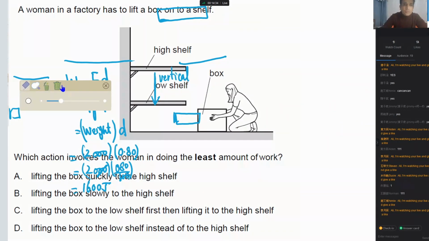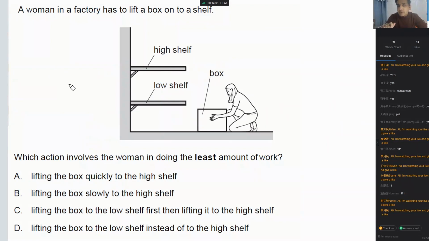Look at this problem now. First of all, read by yourself and try to understand, and then type your answer, please. Take some time and try to answer it. We need to calculate least amount of work done. Least amount of work done. So simply I can say least amount of work done, we have W. This one is equal to F times D. Now in this case we have box actually. The force of gravity on the box is the same.